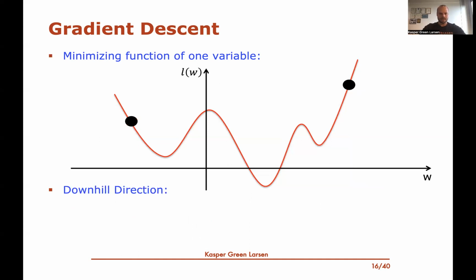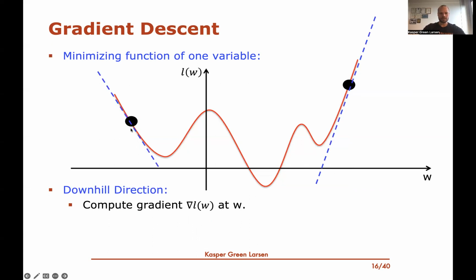So what is the downhill direction? One approach for finding the downhill direction is to compute the gradient of the function at this W. In general, just to compute the derivative or the slope of the tangent, right? So for one variable, the gradient is just the slope of this tangent here. So down here, you can see the slope is negative, and up here, the slope is positive.